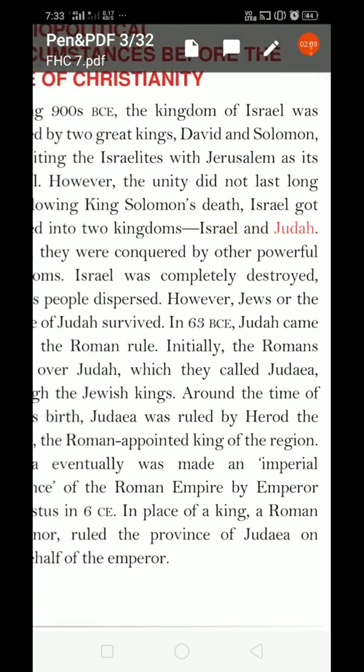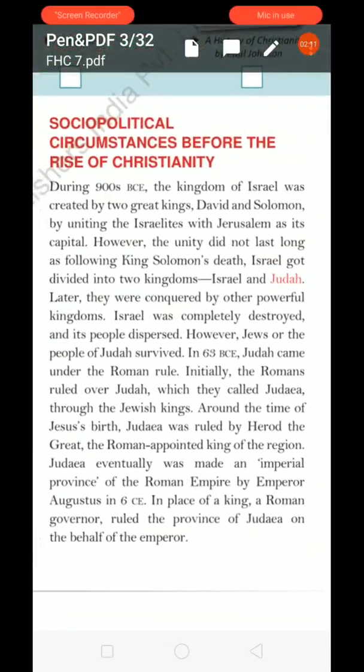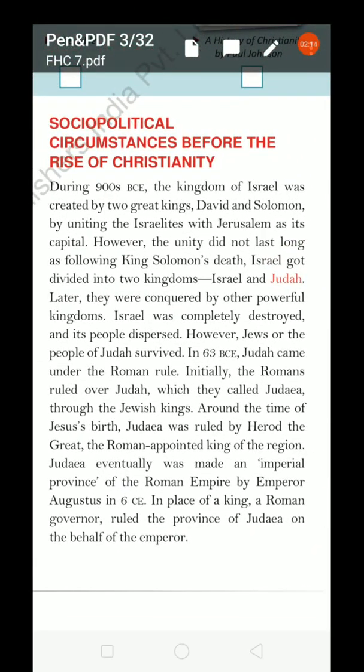So that's it about the rise of Christianity. First we discussed the kingdom started by two kings, David and Solomon. Then the kingdom divided into two parts, Israel and Judea. Then Judea came under Roman rule, and the Roman king's name was Herod. And then the Augustus empire controlled the kingdom.